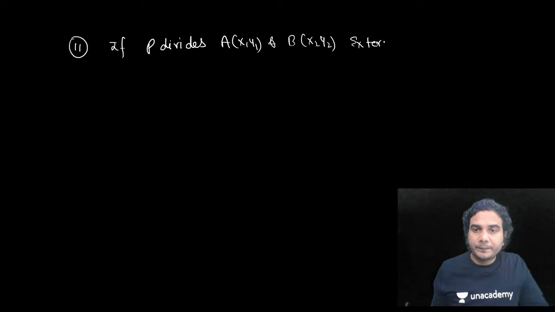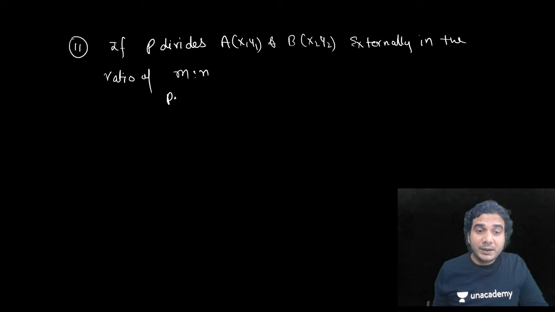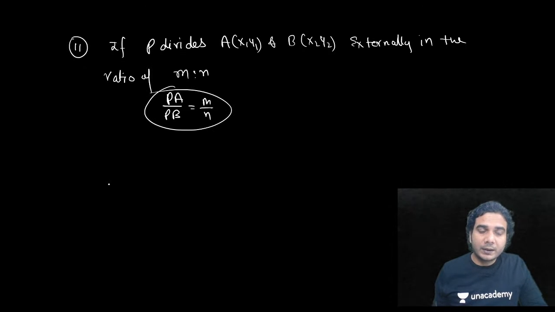Externally in the ratio of M is to N. That means again P, distance of P from A upon distance of P from B is M upon N. So this point is same, right? Now this we have written in the internal division also.